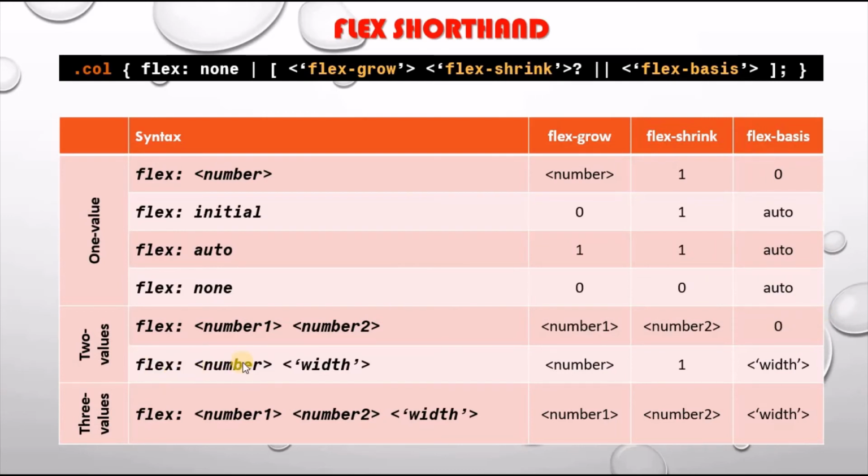When you put flex number and a width here, take note that this width must have a unit, say pixel, em, rem, etc. Then the number is taken to be flex grow, and flex shrink is taken to be 1. That is, it is allowed to shrink. And that width is taken to be the flex basis. When you put all the three values, that is number 1, number 2, and the width here, then number 1 is flex grow, number 2 is flex shrink, and the width is the flex basis.